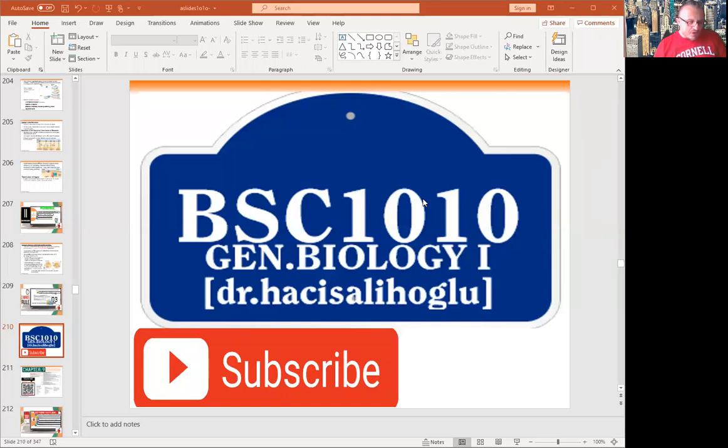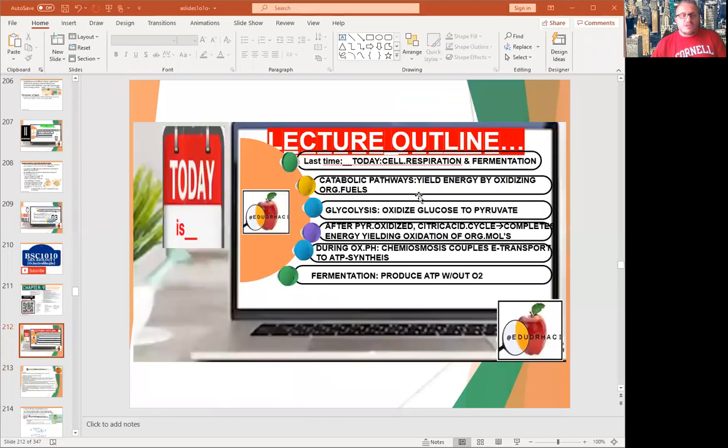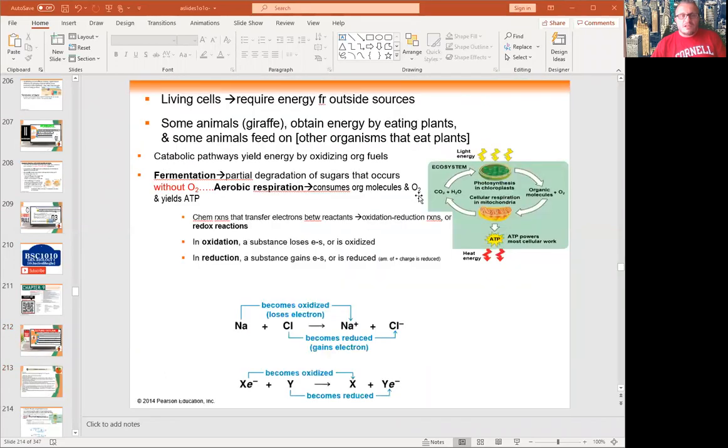During oxidative phosphorylation, chemiosmosis couples electron transport to ATP synthesis. Fermentation and anaerobic respiration enable cells to produce ATP without use of oxygen. Glycolysis and the citric acid cycle connect to many other metabolic pathways. So let's get started. So this is Chapter 9, cellular respiration.